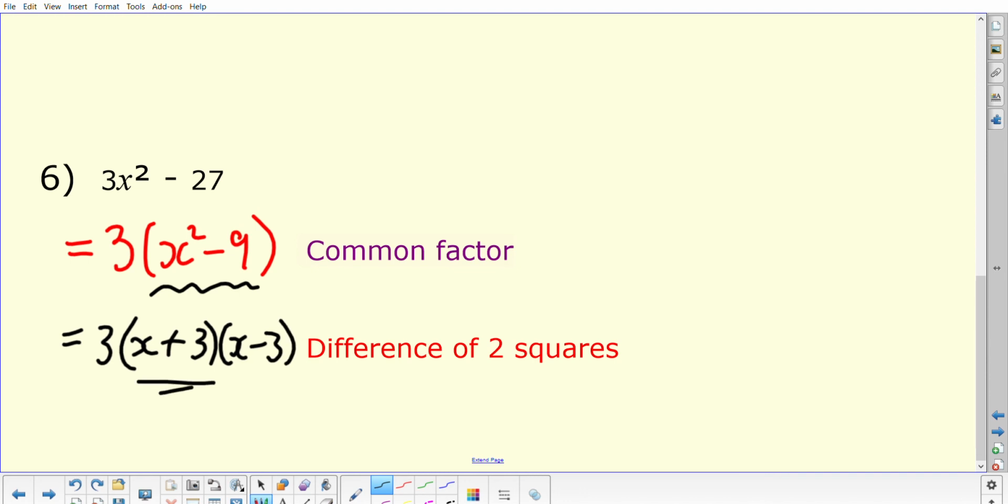So that's a little bit of a reminder about the different types of factorising. Hopefully it's jogged your memory. You should also look up your notes on pages 18 and 19 as well.